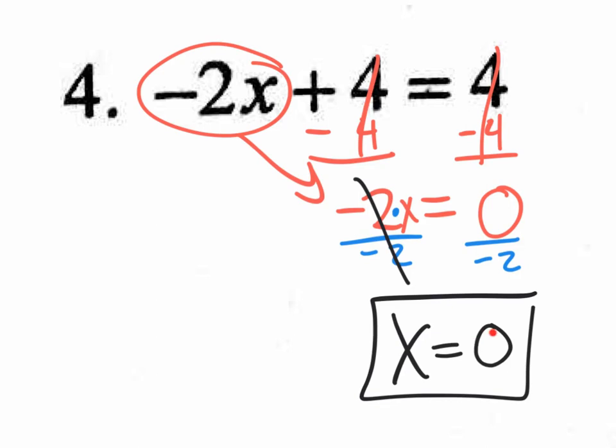And if you were to take that number 0 and plug it back in, what's negative 2 times 0? And what's 0 plus 4? Doesn't it equal 4? Yes, it does. You've double checked it. You're absolutely positive that the answer is 0.